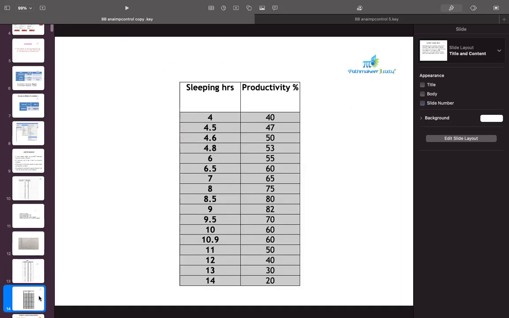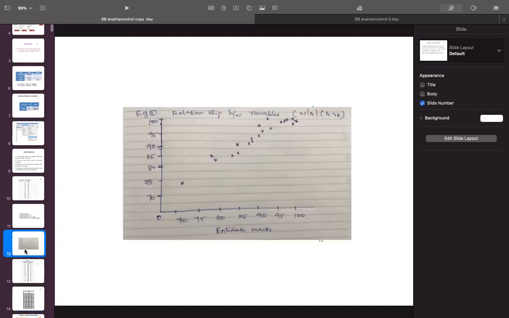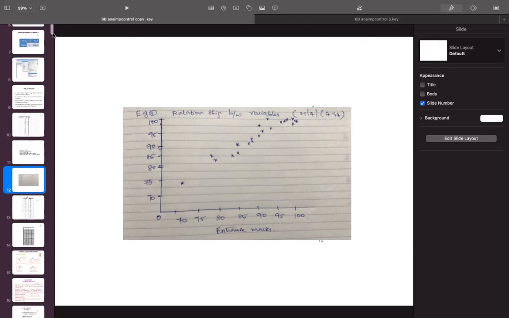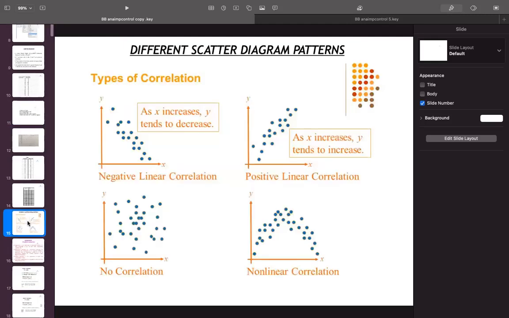One more example is sleeping hours and productivity. Here, productivity percentage is y-axis, sleeping hours is x-axis. So you have to plot sleeping hours on the x-axis and productivity percentage on the y-axis and get the scatter plot. So finally, you will be getting any one of these four patterns.